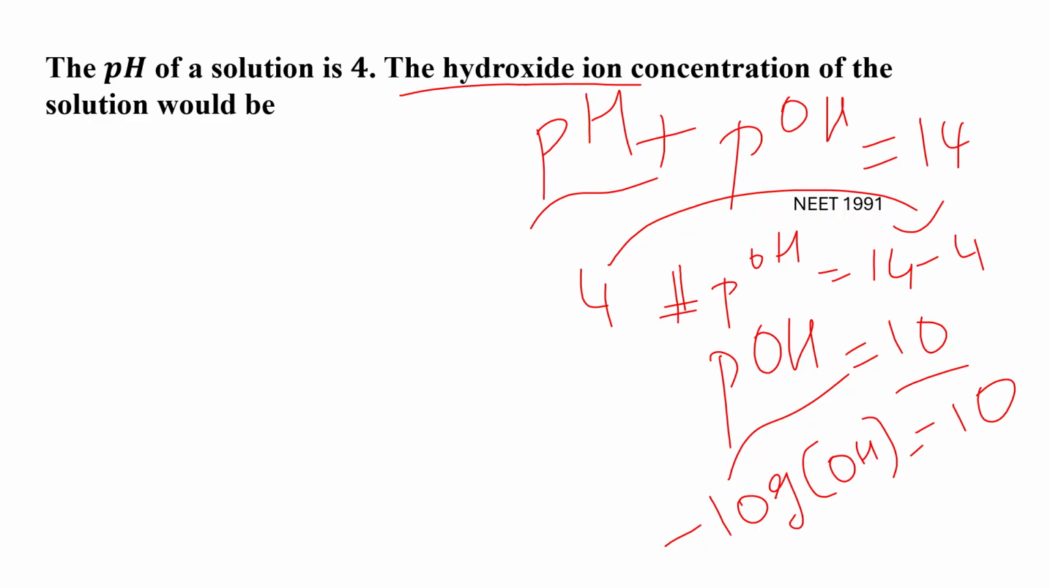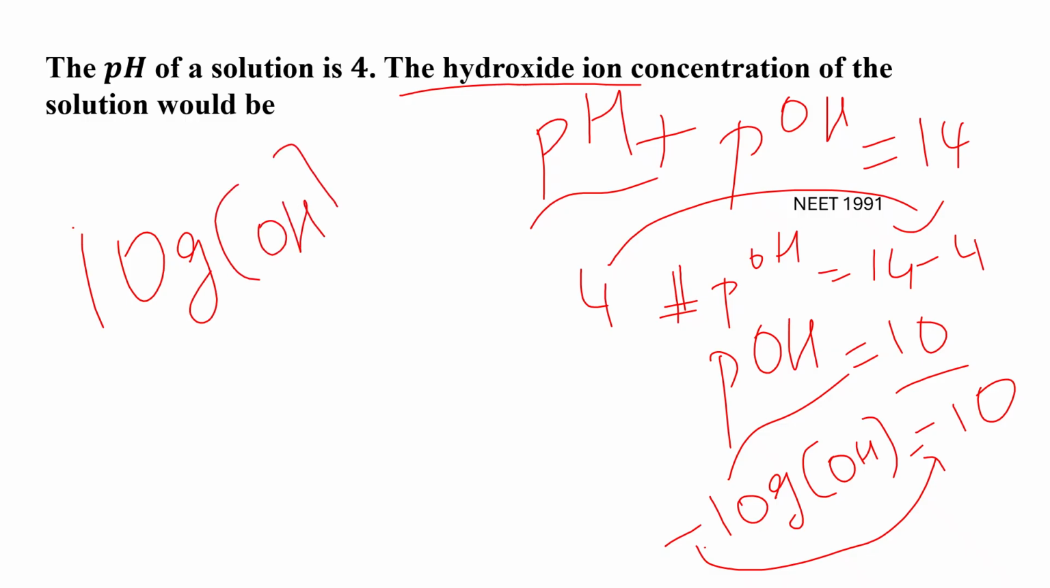You need to cancel the log, so you need to take 10 to the power. Before that, the minus goes over there. It is like log of OH minus ion concentration, which is equal to minus 10.